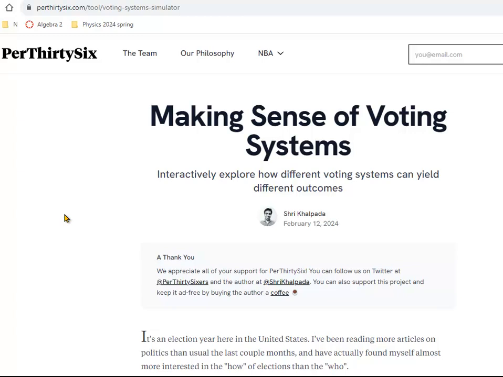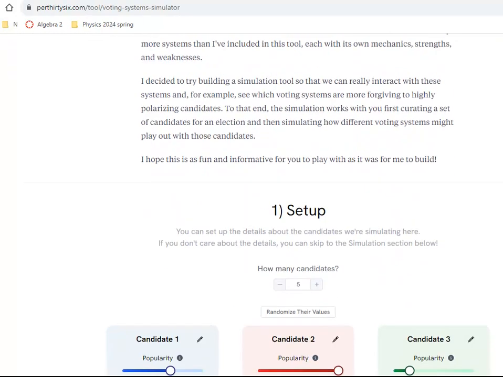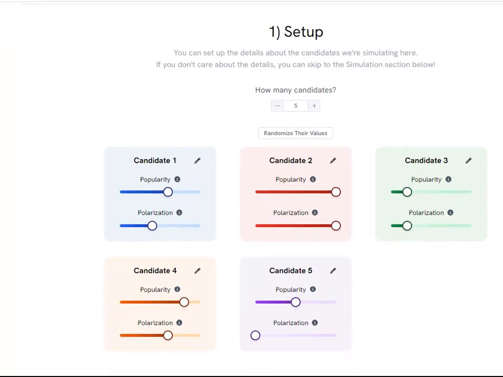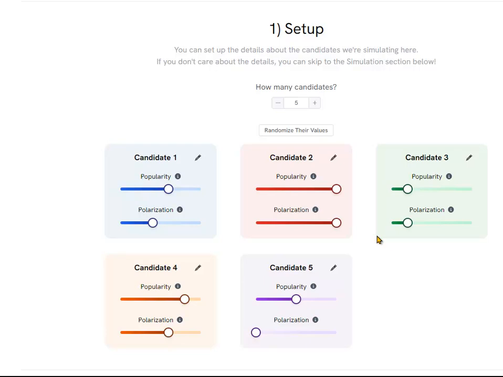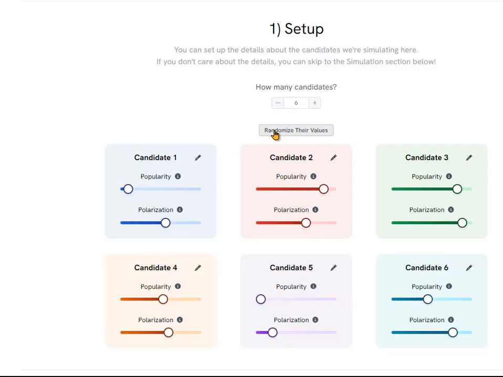All right, so here is the website, pro36.com, for the simulation: Making Sense of Voting Systems. We'll scroll down here. Here's the setup. Choose 6 candidates. Randomize their values, and you see these popularity and polarization values here. If I do that again, it just randomizes these values, right?